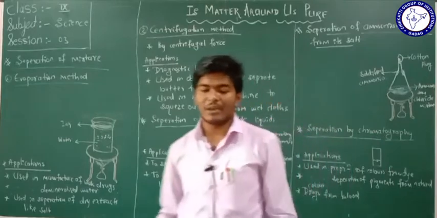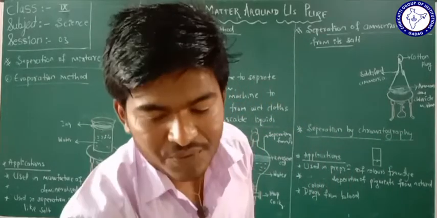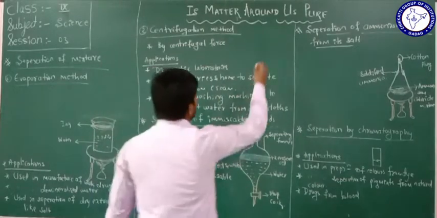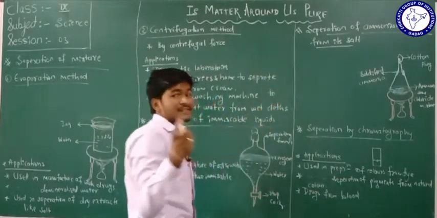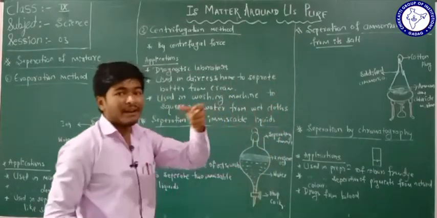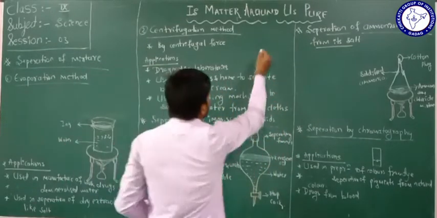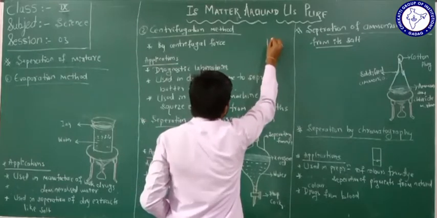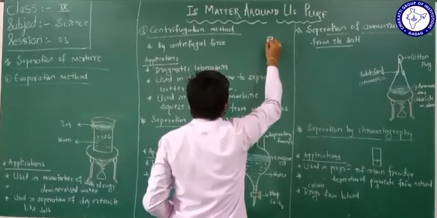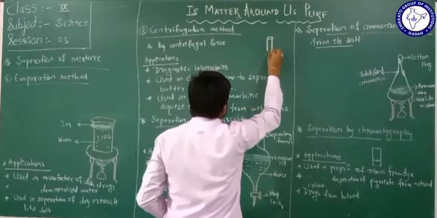What we are going to do here is centrifugation. In the centrifugation method, we are going to use a centrifuge machine. A centrifuge machine contains a stand. In the stand, four separate test tube holders are present. We are going to place the test tubes in the holders. These test tubes are very specialized test tubes. They look like this.